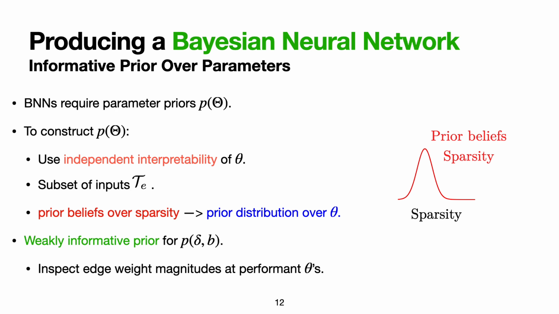Okay, so we want to produce a Bayesian neural network. The first thing we need to do is solve the prior difficulty. We need to set priors on our parameters. So we're going to use the independent interpretability of theta to do so. We're going to take a subset of our observed data, our observed Euclidean distances, E. We don't need to use any labels. And we're going to transform prior beliefs over sparsity to a prior distribution over theta by using this bridge concept of independent interpretability. To see this concretely, look at the figure on the right.